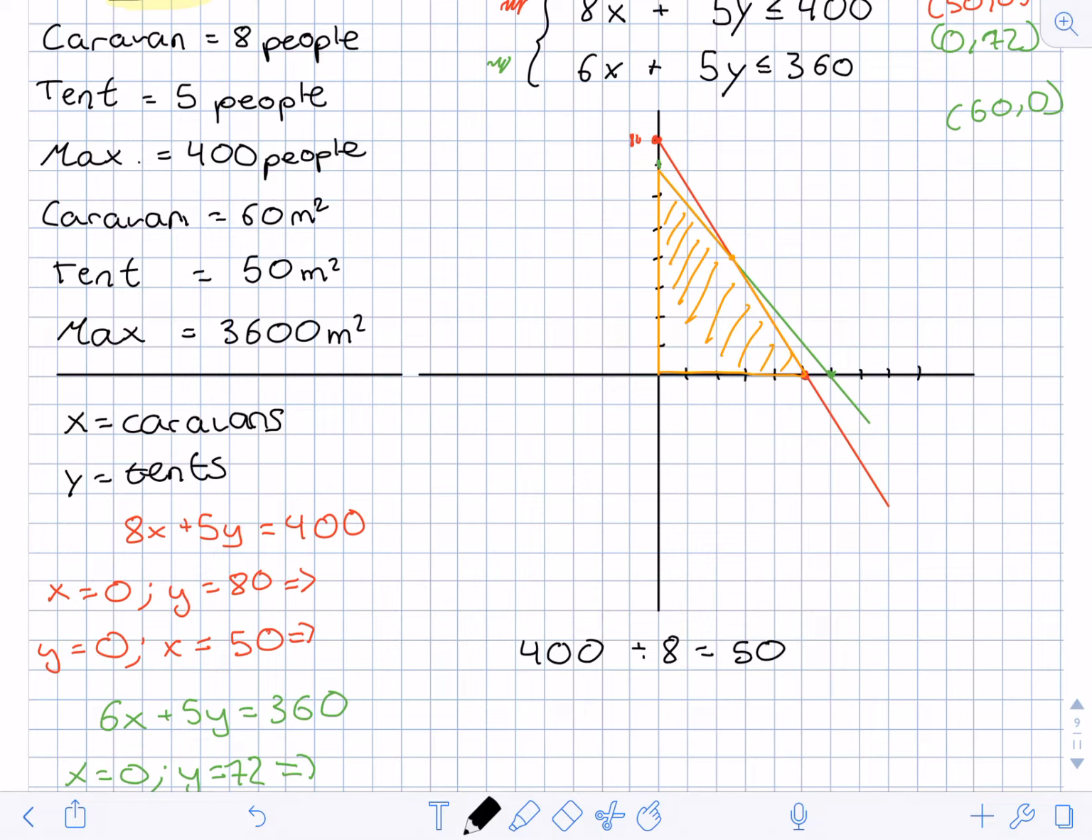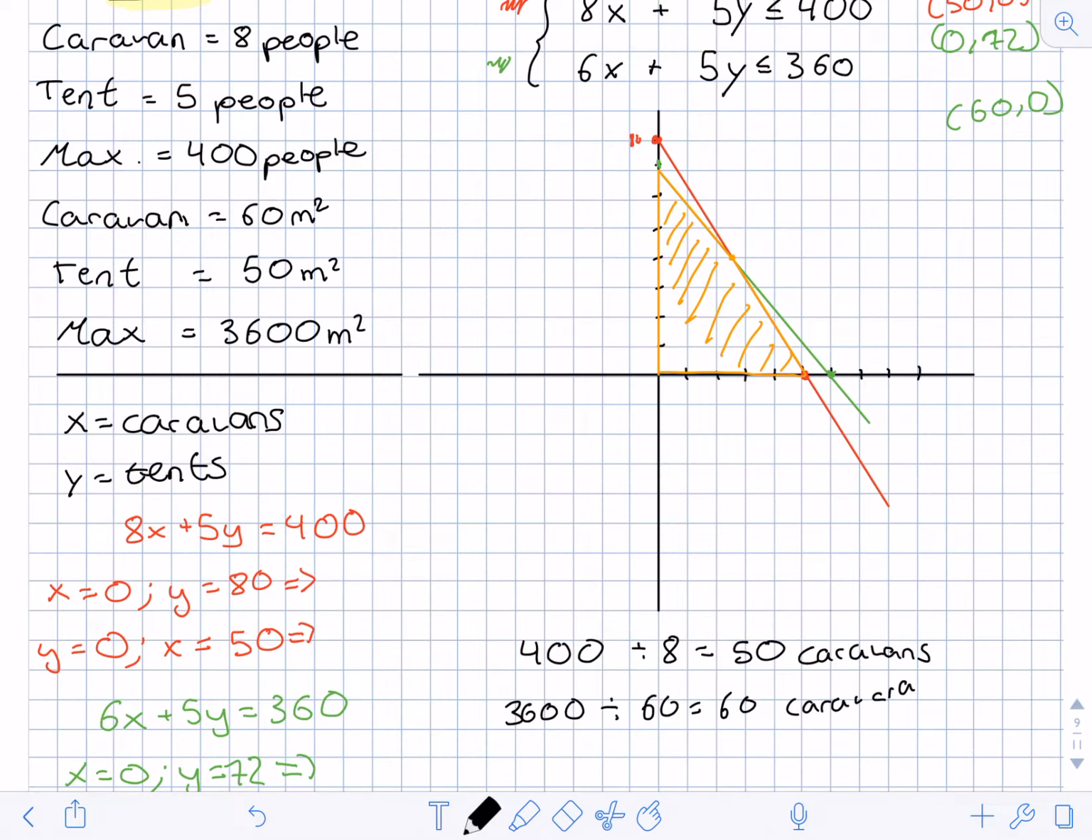So we can have 50 caravans, but wait, we're not finished yet, because we can have 50 caravans if we're talking about people wise, kind of, you know. But we also have a maximum amount of space. So we have 3,600 meters square, and we can divide that by the space each caravan takes up, which is 16. We're gonna get that 60 caravans could fit space wise on the site.